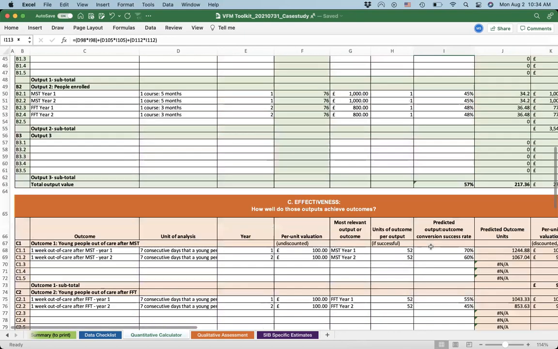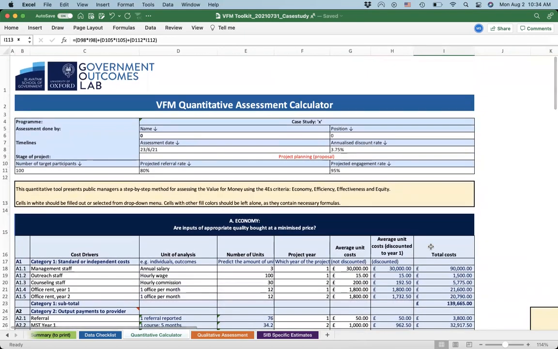So that is all of the different parts of the quantitative assessment calculator. It's part of the larger value for money toolkit that the Go Lab has put together with CIPFA. So if you're interested in this or in the toolkit more generally, there's another video, and you can also refer to some links in the description for more information, including a handy written guide that we've prepared.